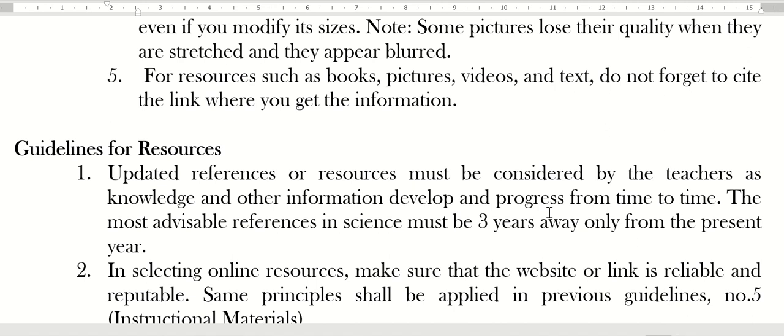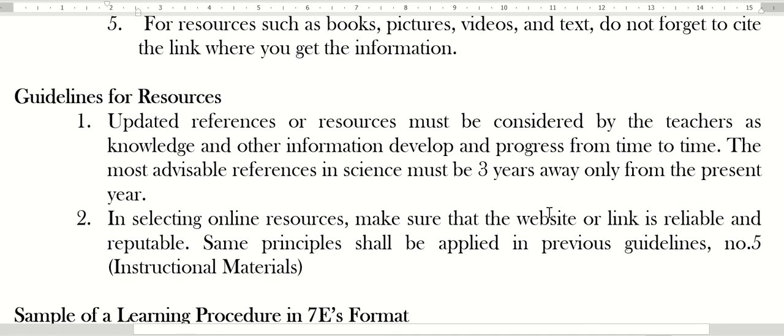Now, for the guidelines of resources, updated references or resources must be considered by the teachers as knowledge and information develop and progress from time to time. Right? Because we have to consider the timeliness of the content that we are teaching. The most advisable references in science must be 3 years away only from the present year. So today is 2020. So your reference must only be from 2017 to 2020.